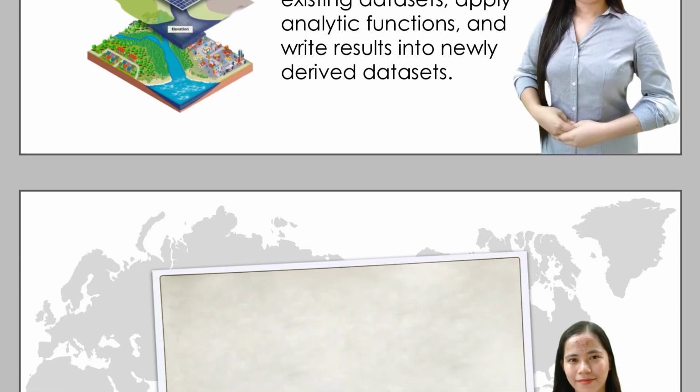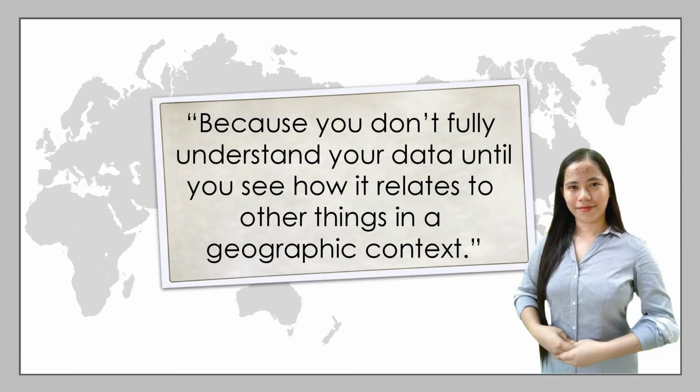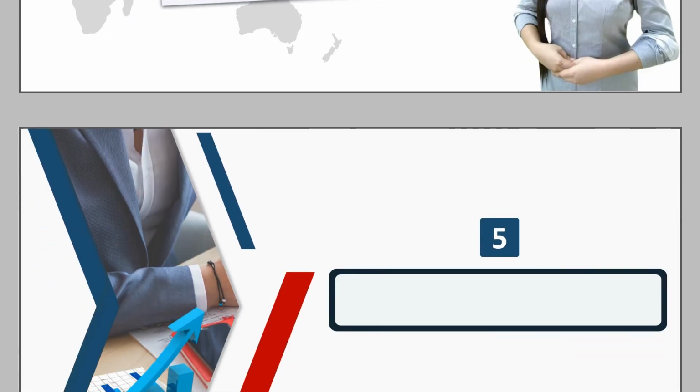chain. Next is, because you don't fully understand your data until you see how it relates to other things in a geographic context. So, in other words, we should not only understand the internal environment, but also the external environment. We should first understand the geographic context so that we can make better decisions in choosing the best location for our business.